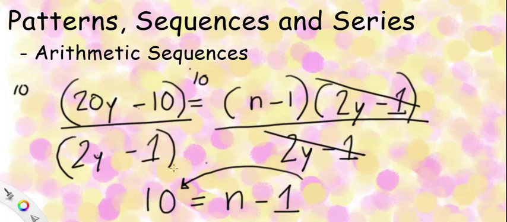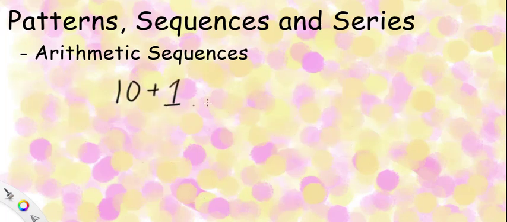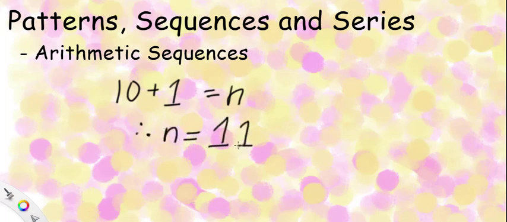Every time something moves to either side of the equation, it changes signs. So if we move the minus 1 to this side of the equation, it becomes a plus 1 is equal to n, and therefore we get n is equal to 11. And you have solved that question.